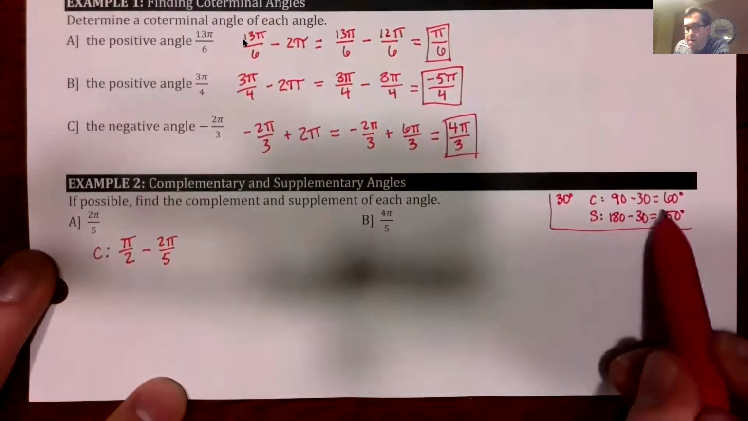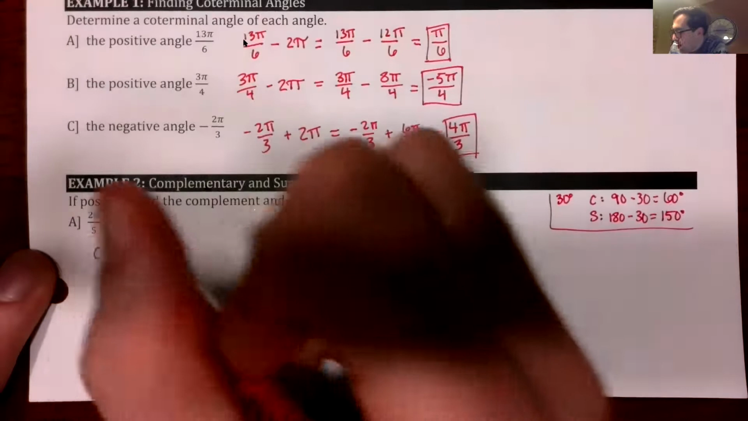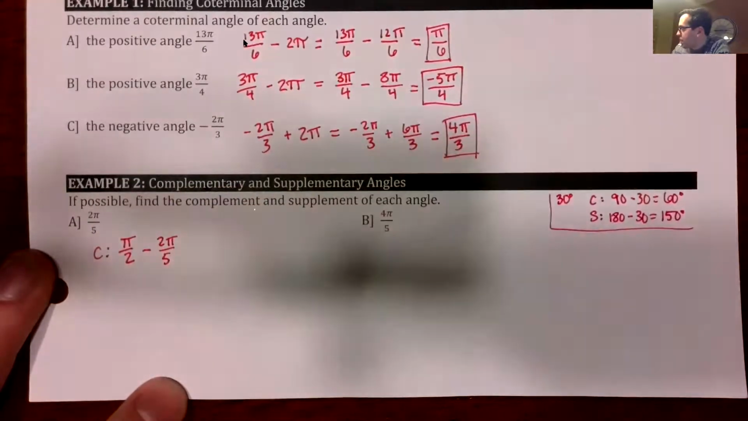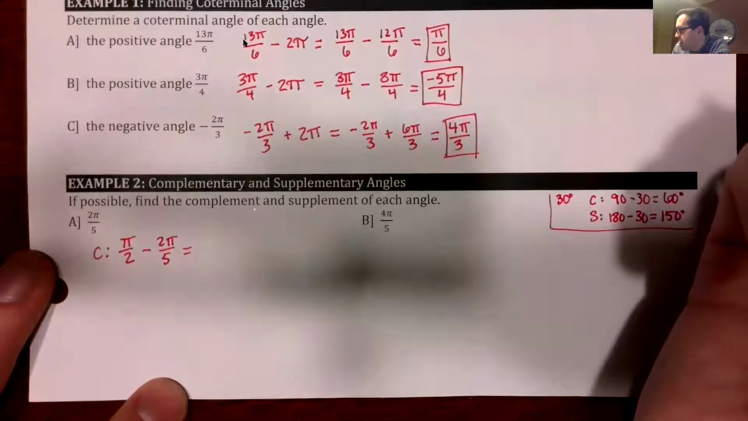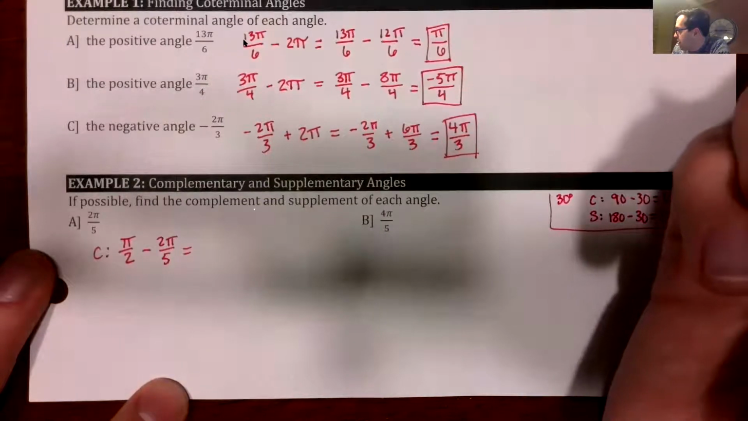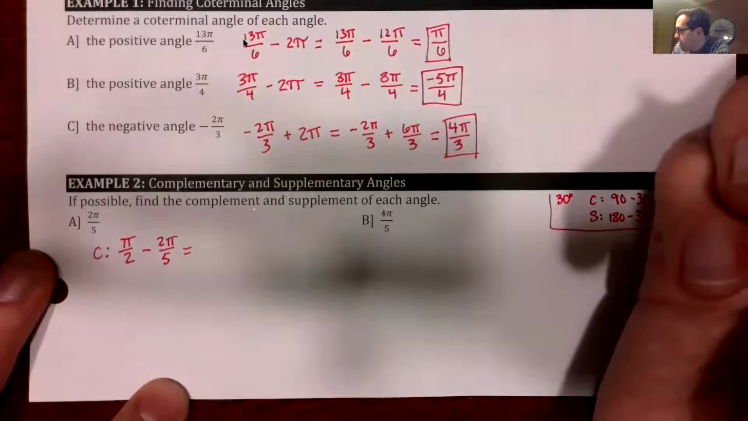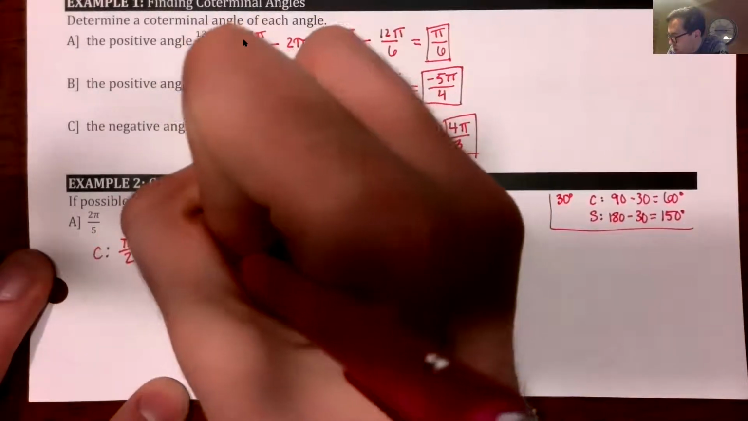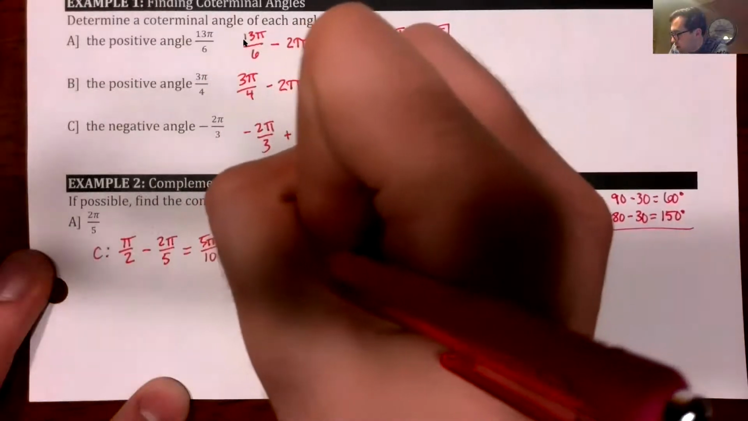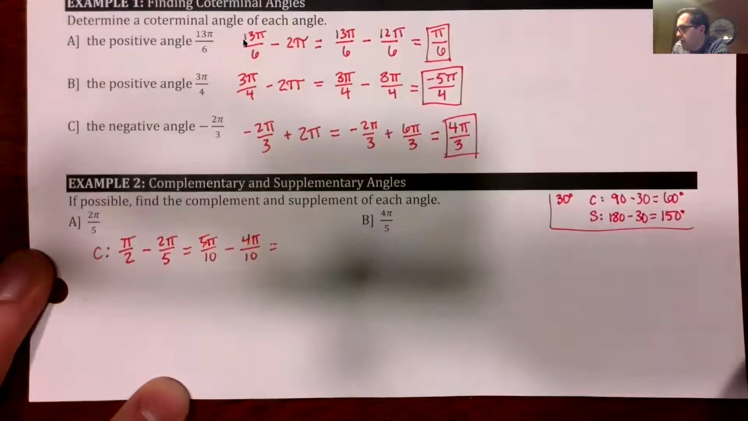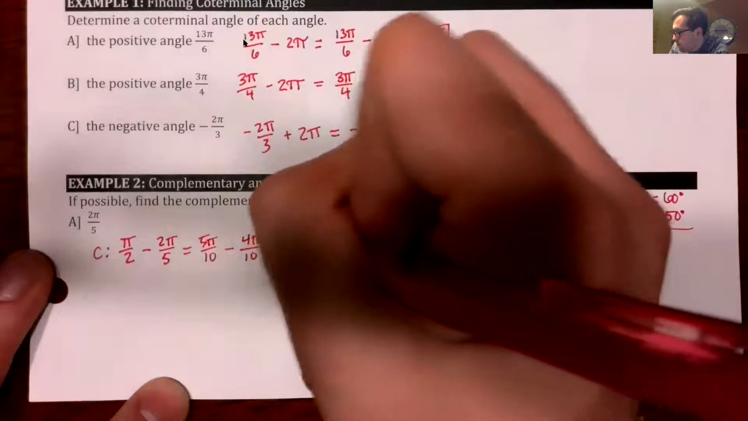Right, so it's the same idea as in degrees. Now, in order to do this properly, I'm going to change the units, or at least the fractions, so that we have a common denominator. And I'm going to have to use a denominator of 10. So we'll have 5 pi over 10 minus 4 pi over 10. So I get, what, pi over 10?